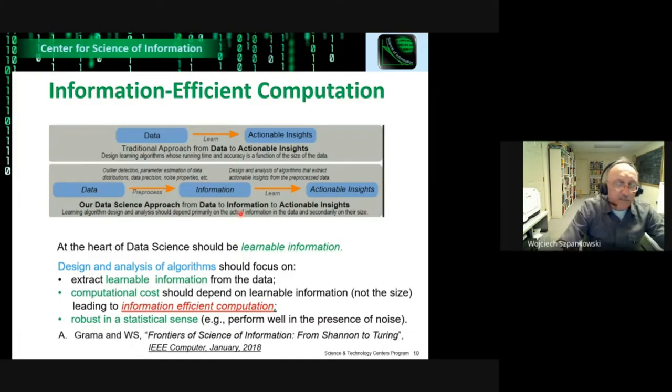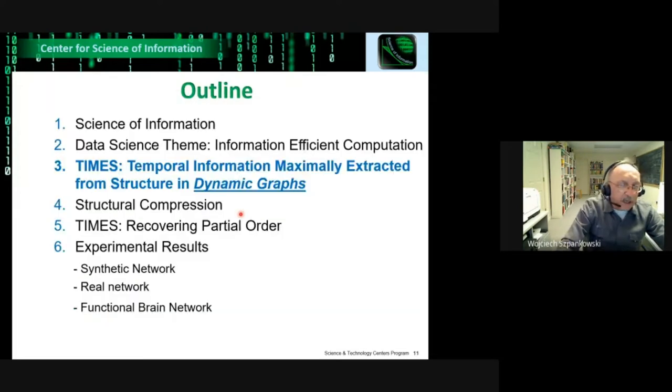And I will show you a few aspects. We wrote an article about this, a little bit philosophical. I will show you two examples of this point of view: graph compression and extracting temporal information from a dynamic graph. So now we are going to a more technical part. After this philosophical thing, we need to bring something interesting to mathematicians.